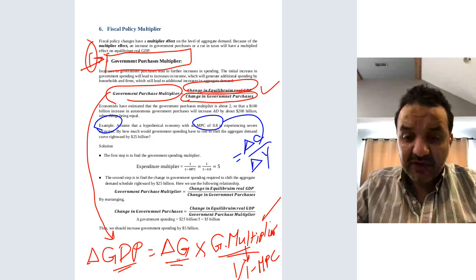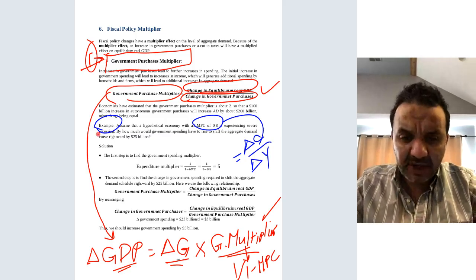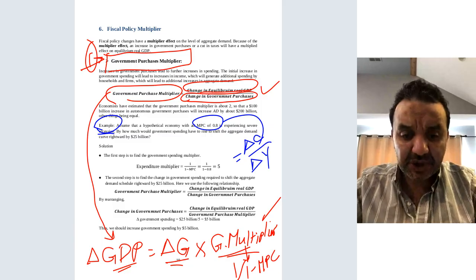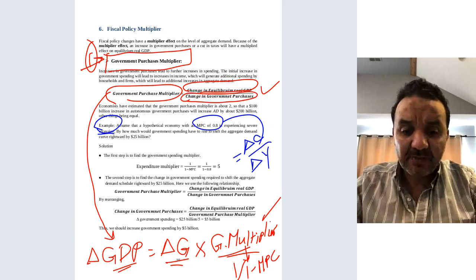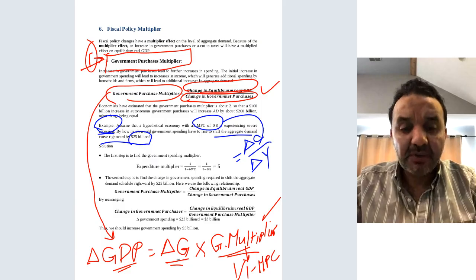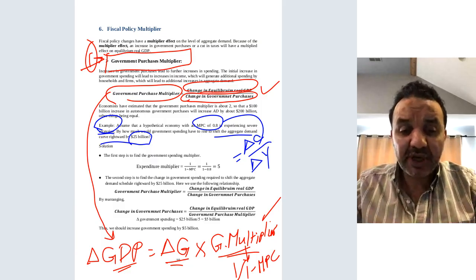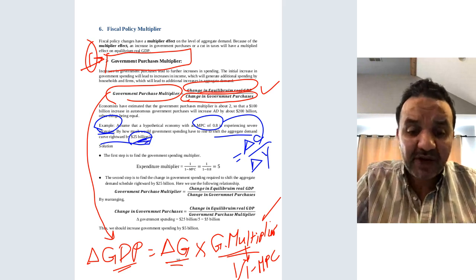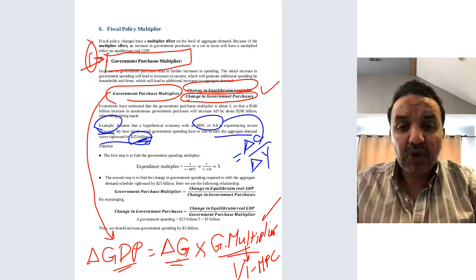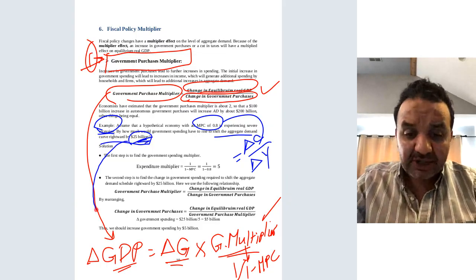So if the MPC of an economy equals 0.8 and the economy is experiencing a severe recession, by how much would government spending have to increase to shift the aggregate demand, which is the GDP, rightward by 25 billion? If our goal as a federal government is to increase GDP by 25 billion, how much government spending do we need? So let's simply apply this formula.